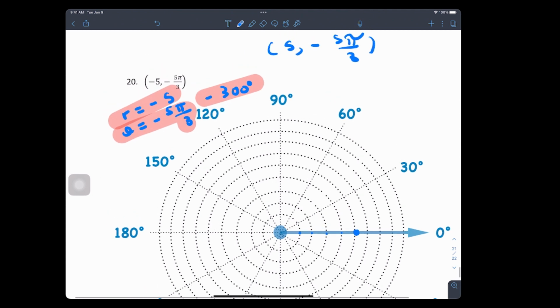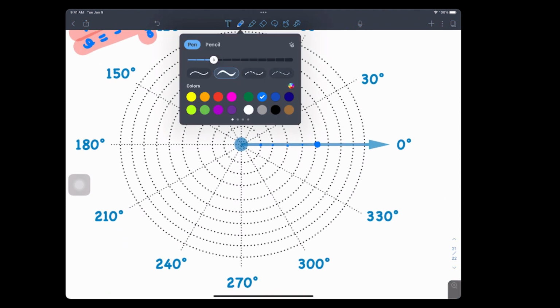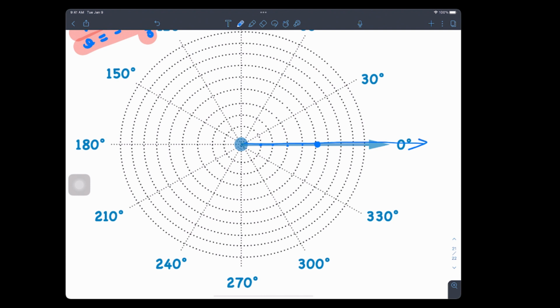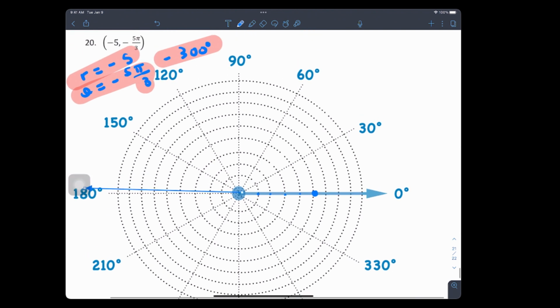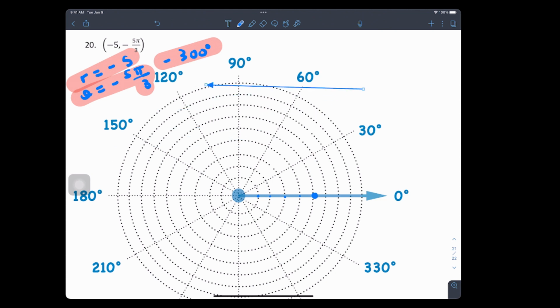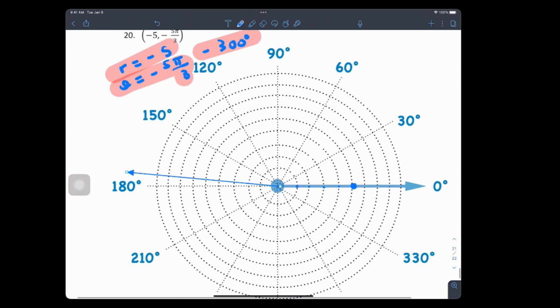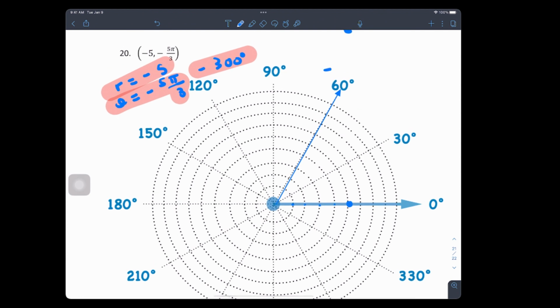So if you have an angle like negative 300, negative angles, this is negative 180, is that right? Where's negative 300 at? Negative 270, plus a negative 30. Isn't that negative 300? You guys with me on that? So this is where negative 300 degrees would be.